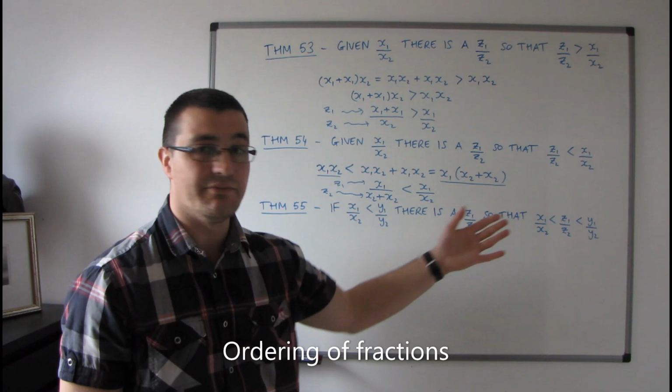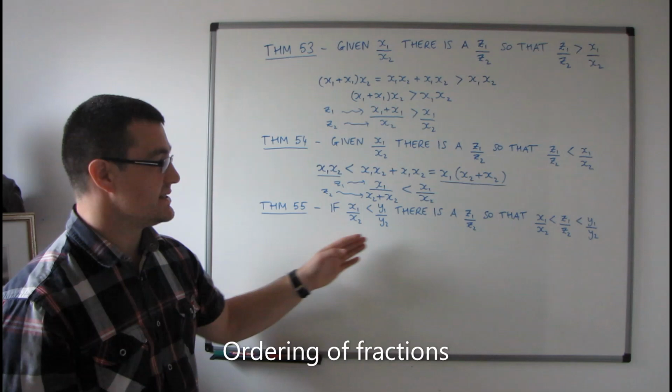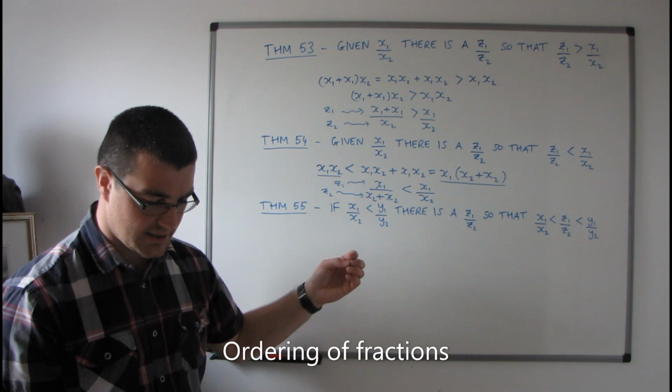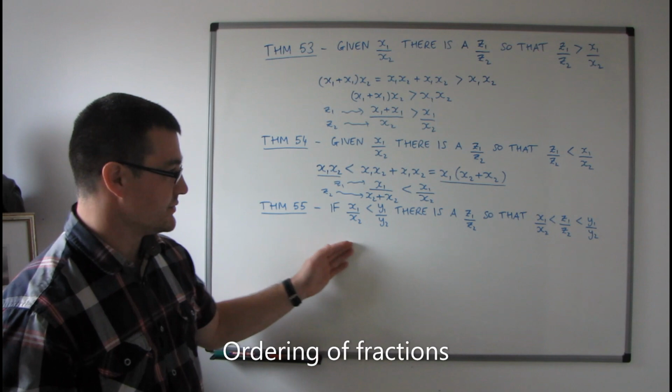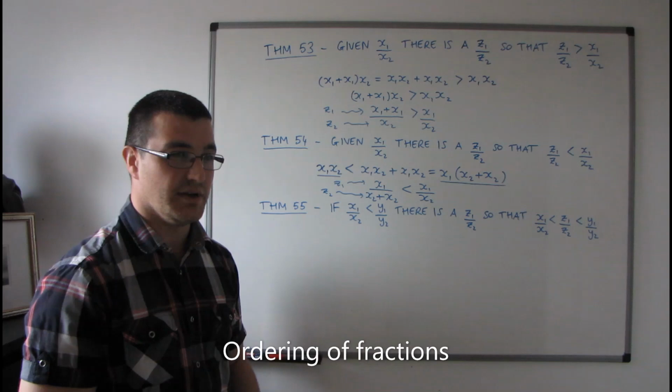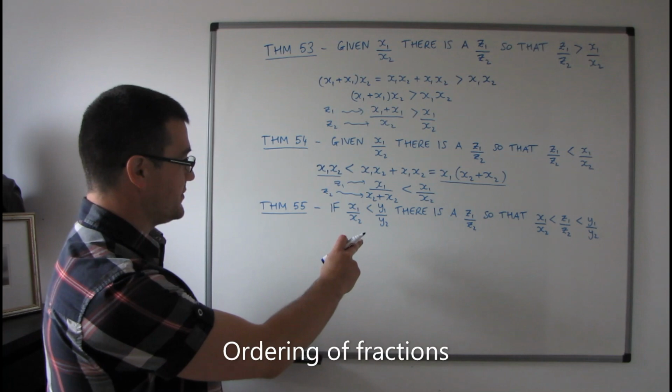This property is what Cantor, in his work, describes as everywhere dense. I think he uses the phrase everywhere dense. So this would be saying that the fractions are everywhere dense, but Cantor uses it in relation to the rational numbers in general. Okay, so let's have a look at the proof of this. It's a really straightforward one.